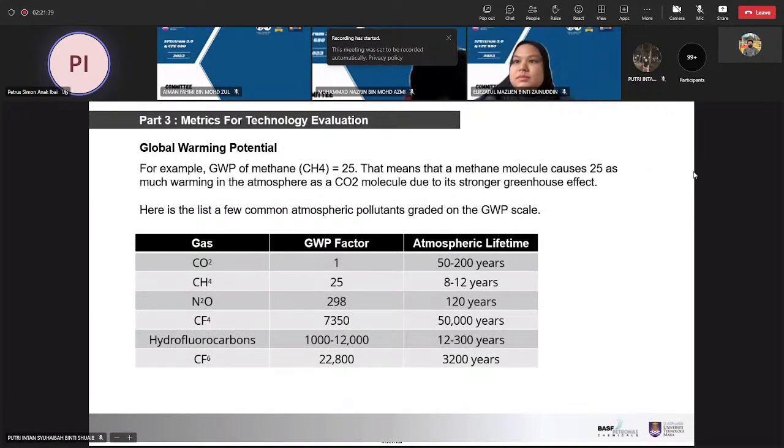For example, methane gas is rated as 25. This means that a methane molecule causes 25 times more warming than a single CO2 molecule due to its stronger greenhouse effect. Below are examples of pollutants graded on the GWP scale.